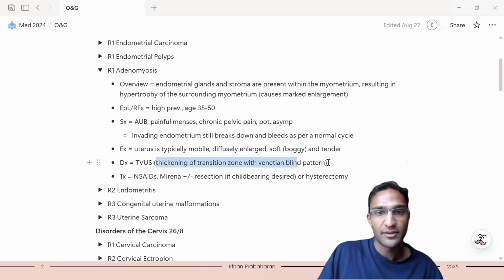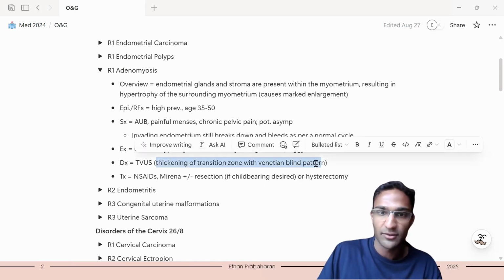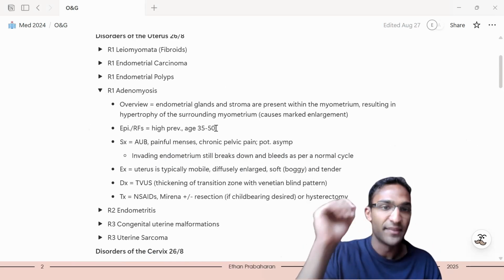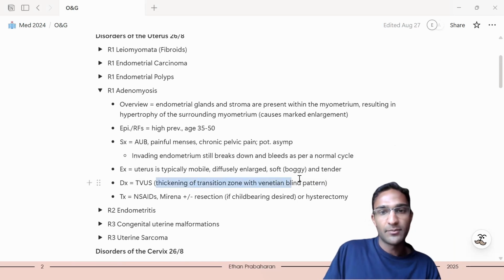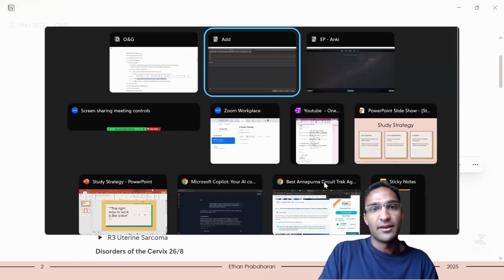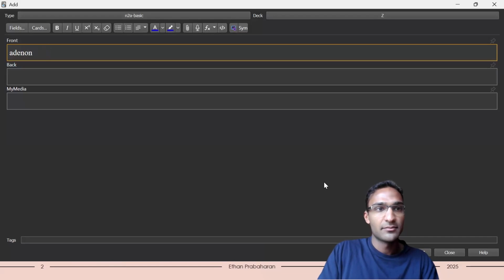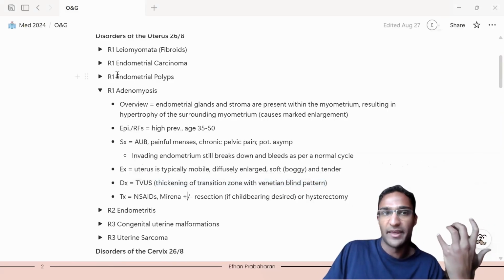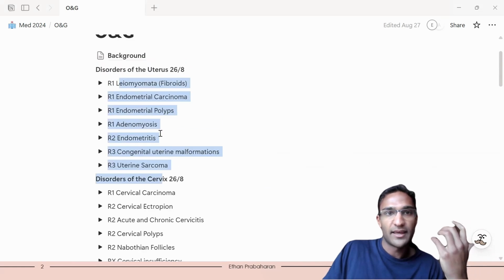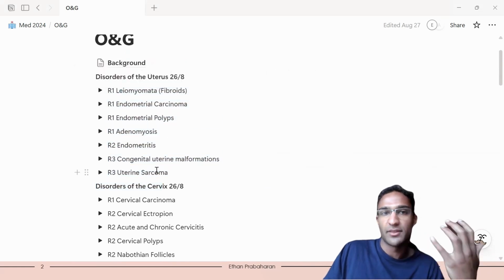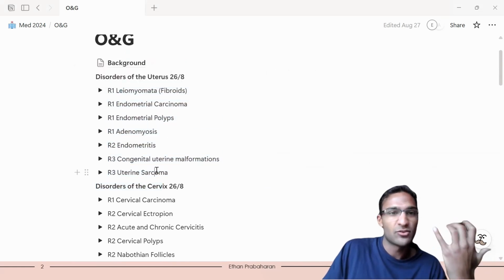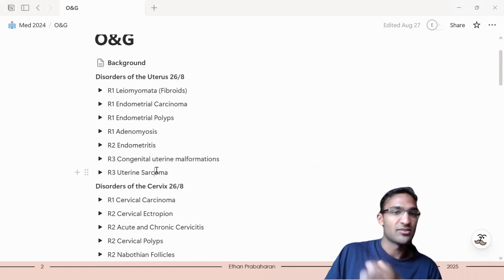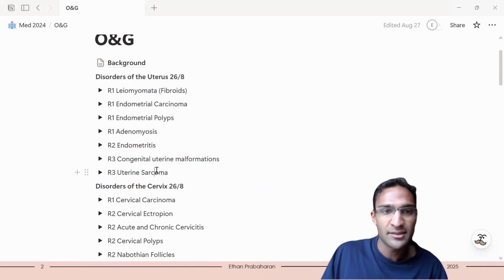Let's say I missed the thickening of the transition zone and the Venetian blind pattern, and then that can just be my Anki card. And I'll just copy and paste that, and I'll say, adenomyosis, ultrasound description, and then I just copy and paste that in, and then everything from there goes to Anki. Once I've worked through that, I'll put a date, and I'll probably review that like 2 to 3 times per year. So once every half semester.